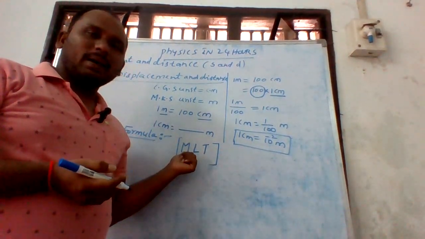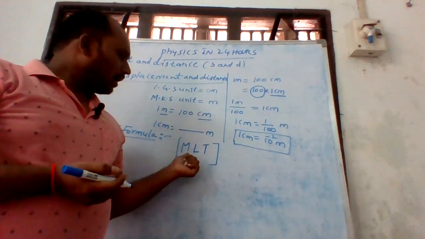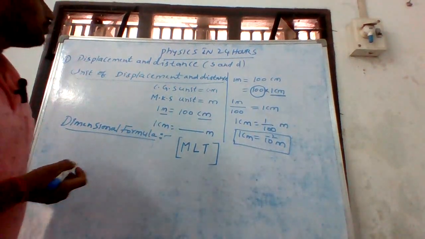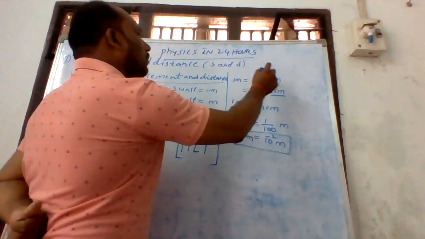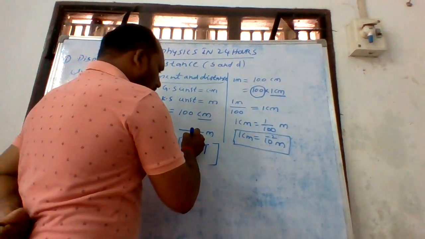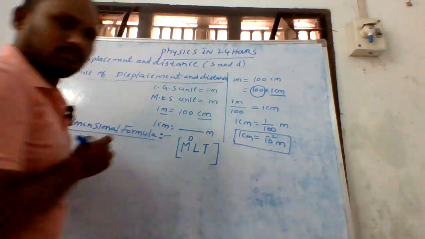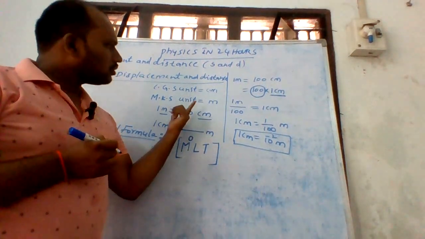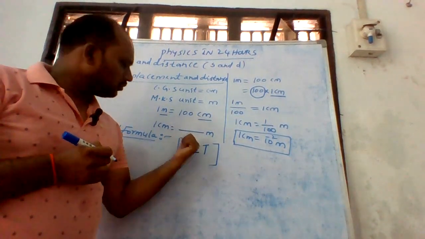So M means mass, L means length, and T means time. Observe, is there any discussion about mass in this area? I am not talking about mass here. M power 1, no. So what you have to put? M power 0. In this area we don't find any mass. So finally you put the value 0.